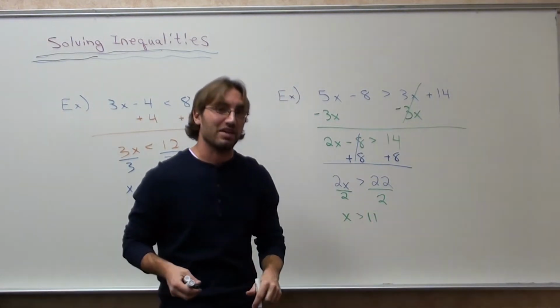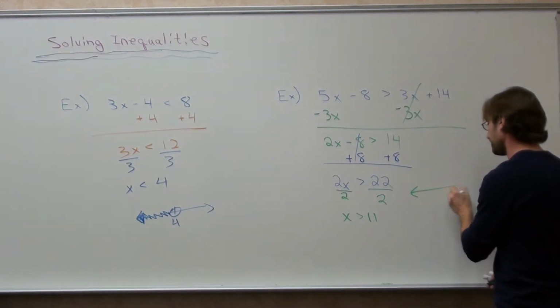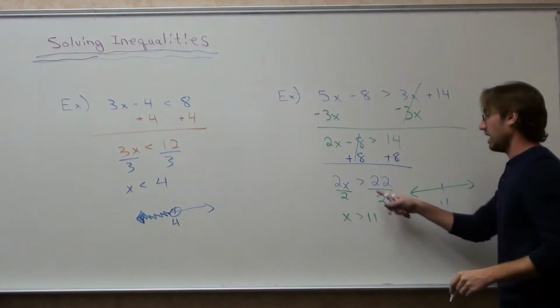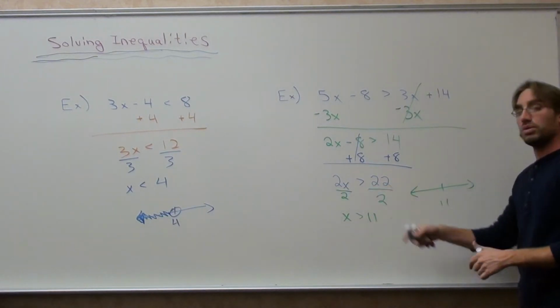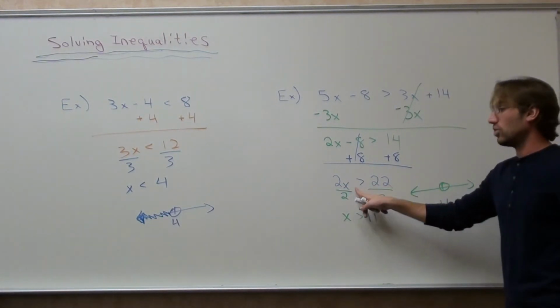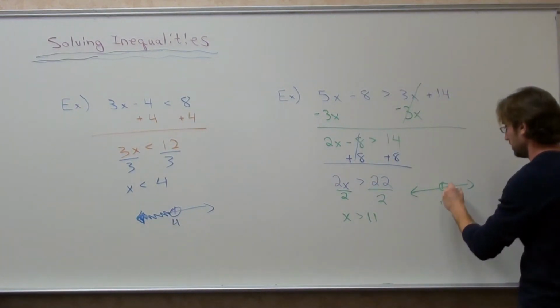Divide by 2. X is greater than 11. Go ahead and plot that, make yourself a little number line. It's an open circle. If it has a line underneath, then it's a closed circle, but this one's open. And you're graphing to the right.